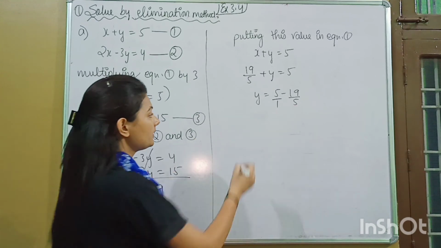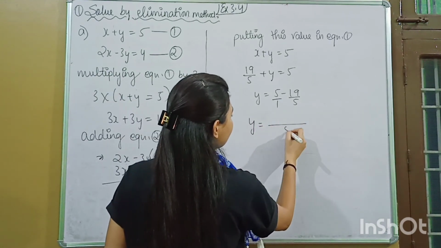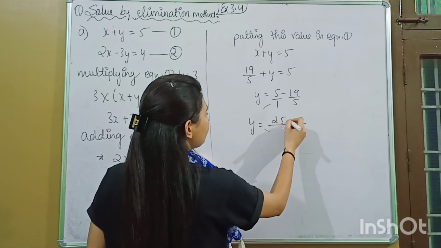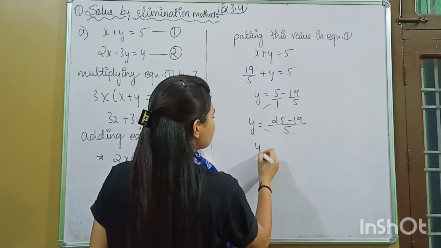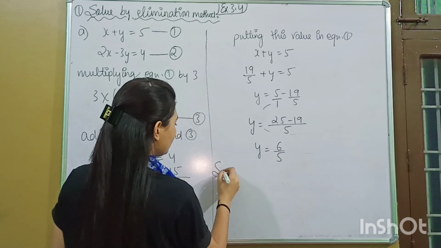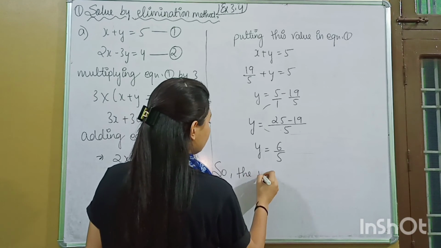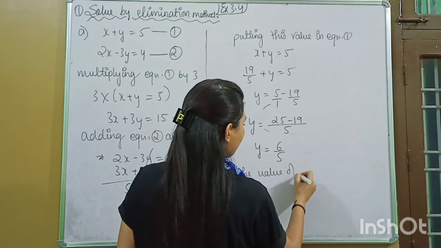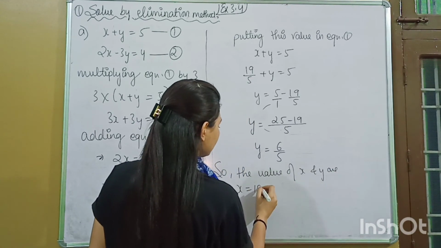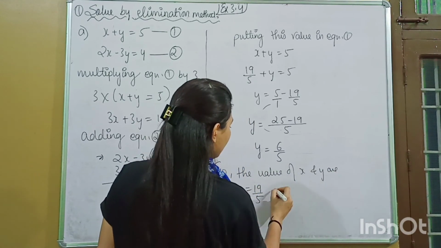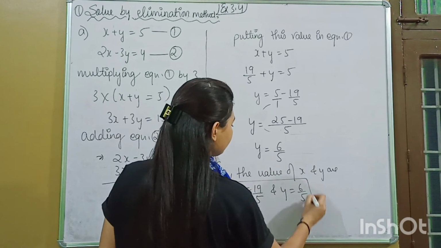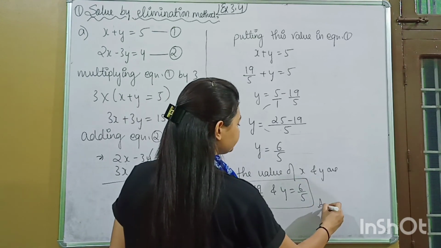Now taking LCM of 1 and 5 will be 5 only. So 1 into 5 is 5, 5 into 5 is 25, minus 19. That is y equals 6 by 5. So the values of x and y are x equals 19 by 5 and y equals 6 by 5. These are the values of x and y.